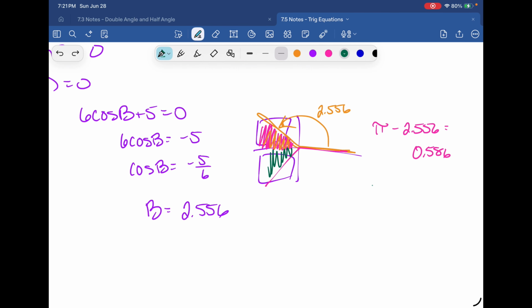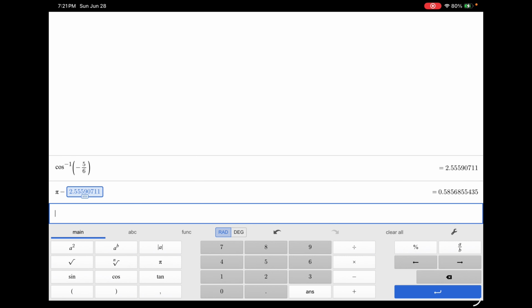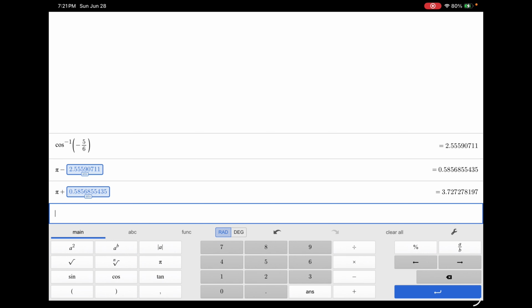All right, so now I'm going to take that pi and I'm going to add the reference angle because I am in quadrant 3. So we're going to take pi and add that reference angle. 3.727.